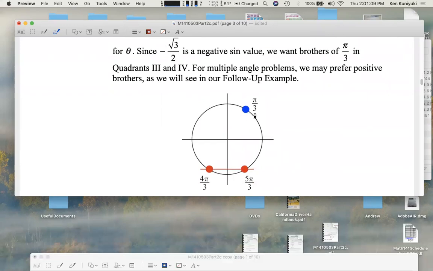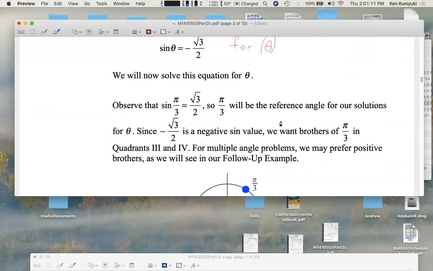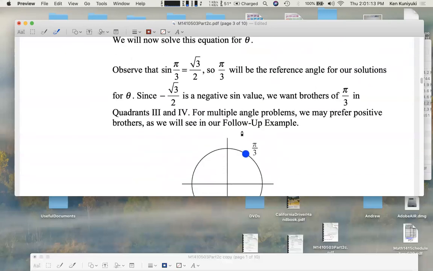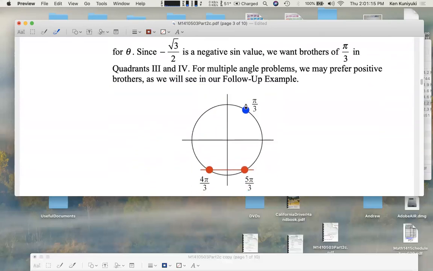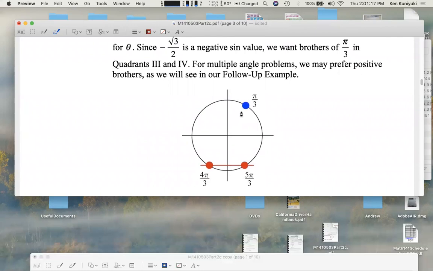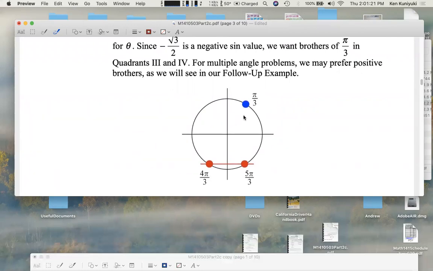Now, pi over 3 itself is not a solution for theta in this equation because its sine value is positive root 3 over 2, but it is the brother. It's the reference angle for all the solutions. And so we basically want all of the brothers that are in quadrants 3 and 4. The most famous positive representatives for these 2 points are 4 pi over 3 and 5 pi over 3.